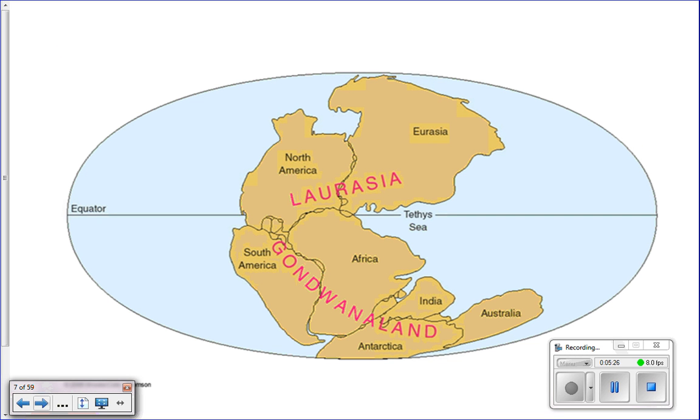He proposed that all of the continents used to be together in one giant supercontinent called Pangaea. This is our picture of Pangaea. He also broke it down into two smaller pieces that he called Laurasia and Gondwanaland. I don't know where he came up with those names, but that's what he did.